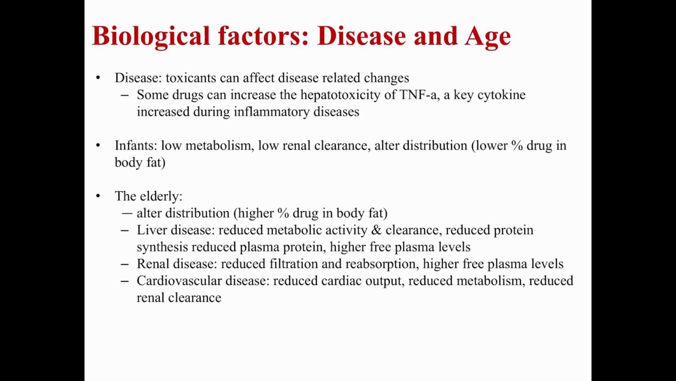Another thing to consider is the disease status of an individual, because this can affect their toxicant metabolism. Diseases of the liver, for example, can result in reduced metabolic activity and clearance, reduced protein synthesis, including reduced plasma protein synthesis. This can lead to higher free concentrations of a toxicant in the plasma. Renal disease can result in reduced filtration and reabsorption and higher free plasma levels in the individual as a result. Cardiovascular disease finally can result in reduced cardiac output, reduced metabolism and reduced renal clearance.